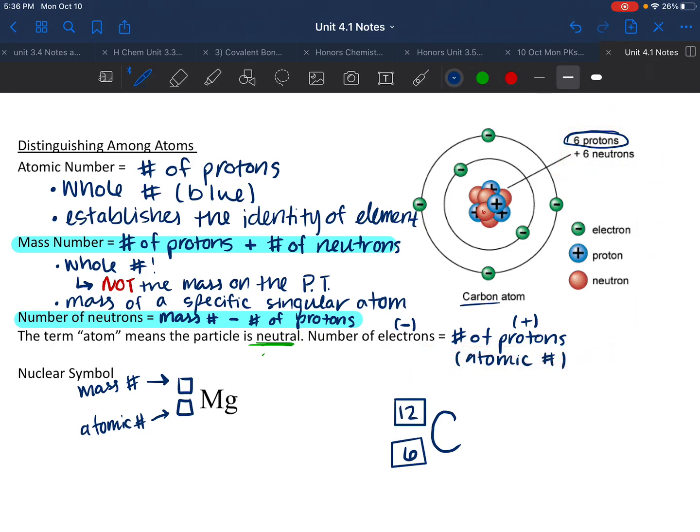So that would be the nuclear symbol of carbon. You don't have to put the boxes there. I just like to show you that while we're learning. The next thing we're going to do is go through some of our beginning elements and work through figuring out how many protons, electrons, and neutrons we have.